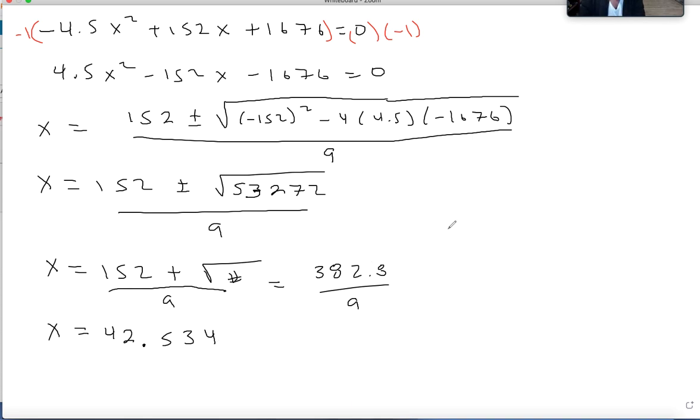And then I'll come back and I'm going to do the negative version. So this would be 152 minus that crappy number right there, sorry, over 9.